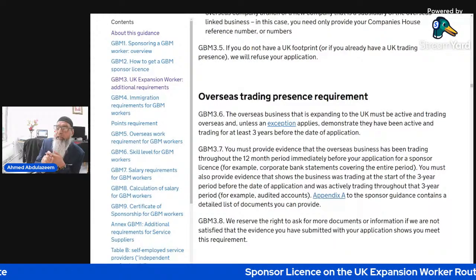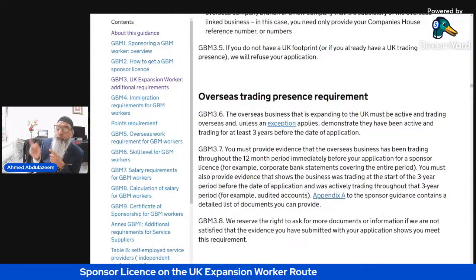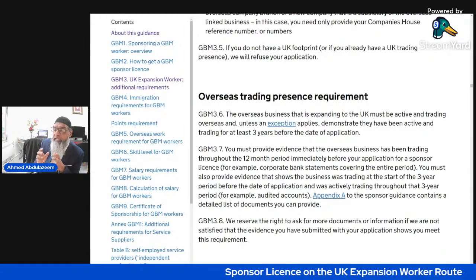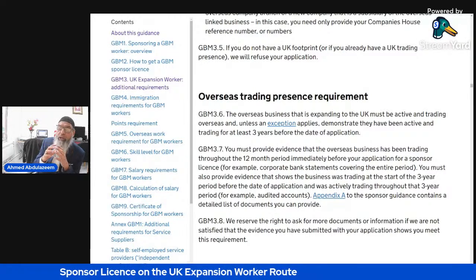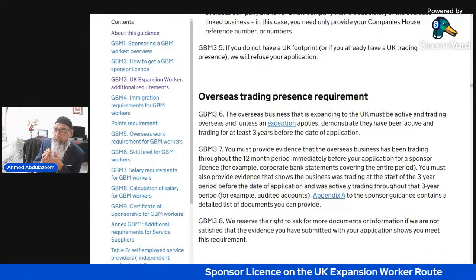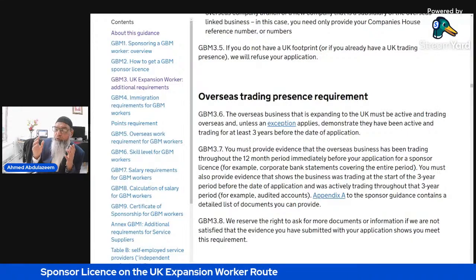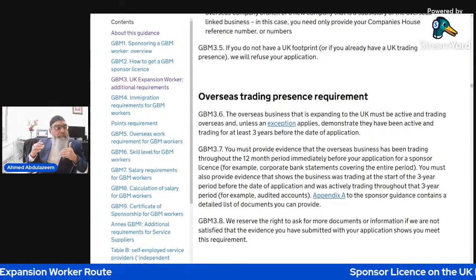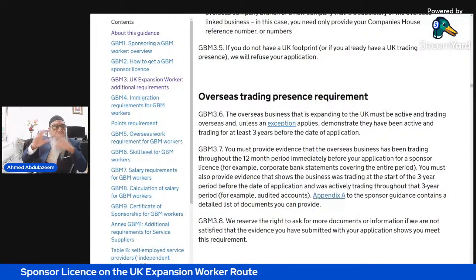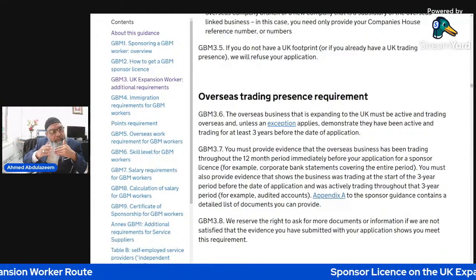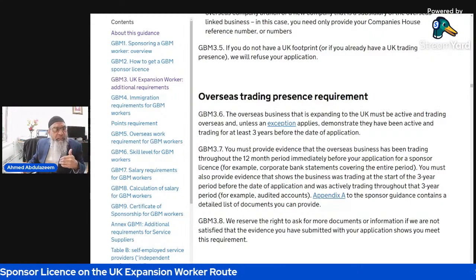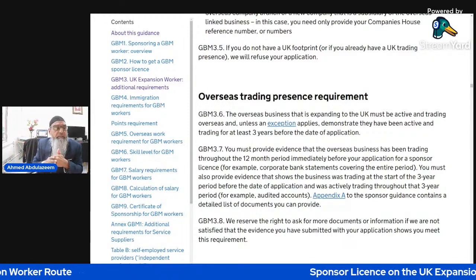The next point is you must provide evidence that the overseas business has been trading throughout the 12 month period immediately before your application for a sponsor license, for example, corporate bank statements covering the entire period. So the first document under this caption, overseas trading presence requirement, is 12 months of documents like bank statements, counted backwards from the date of the sponsorship application. It's not a calendar year or annual thing; it is the 12 months prior to the application. The application may be submitted in any month, January, February, March, April, or any month.